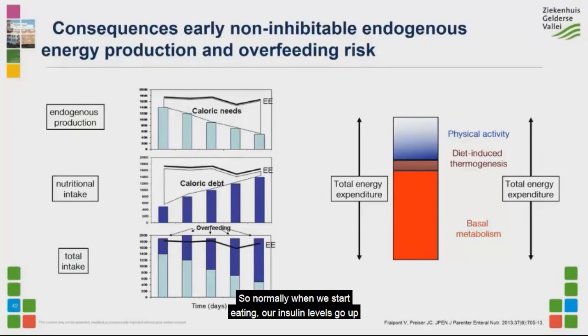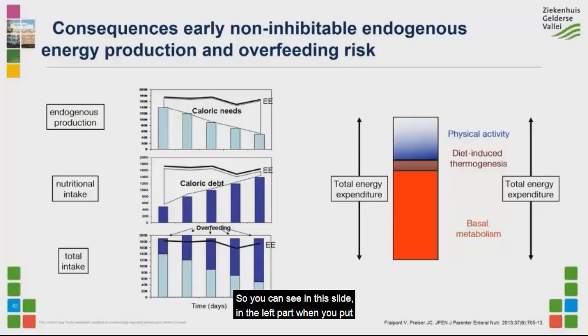So normally when we start eating, our insulin levels go up and we stop the breakdown of glycogen, muscles and lipid or fat mass. But in critically ill patients who are in a catabolic state, this endogenous energy production will continue although we give exogenous feeding and insulin levels are higher. And this effect disappears over days.